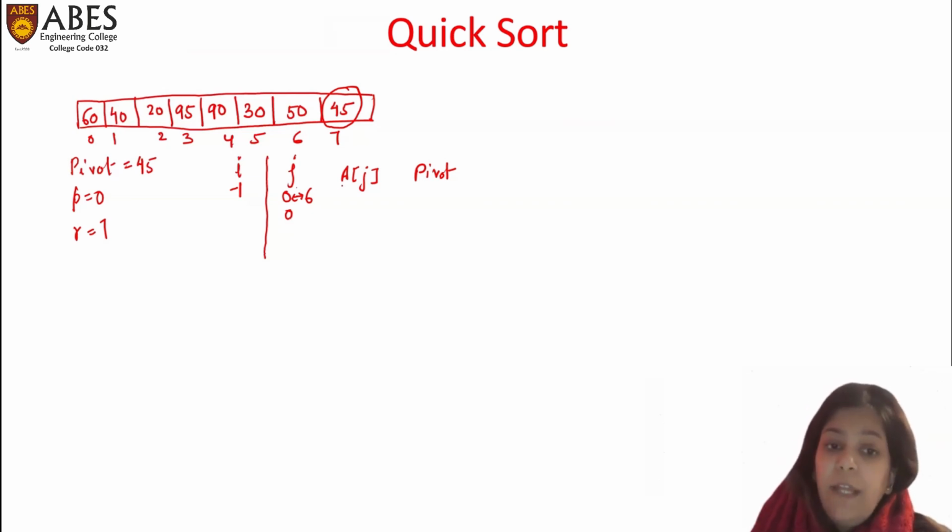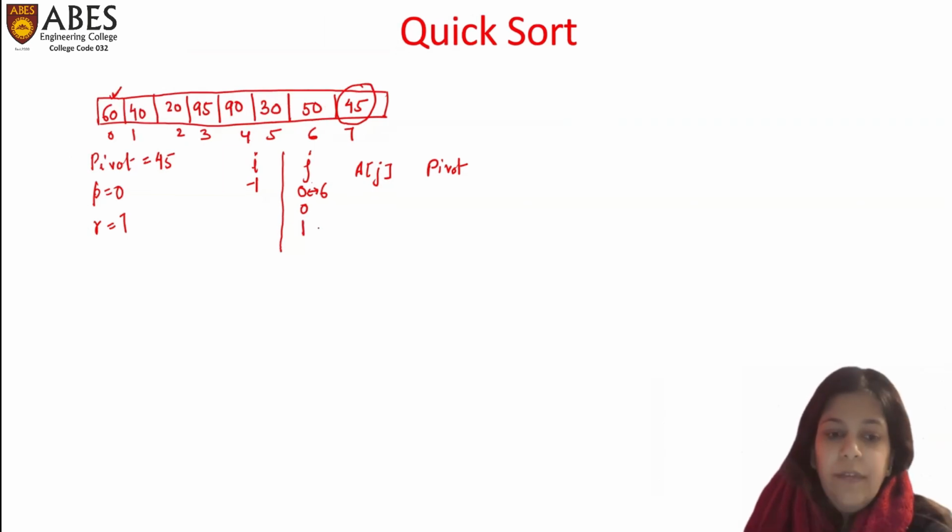Like in this case, the value of A[j] is 60. So we are going to increase the value of j such that it will become 1. We will again check the value of A[j], which is 40. And this value is now less than the pivot value, right? So if the value of A[j] is less than or equal to pivot value, then we will increment the value of i.